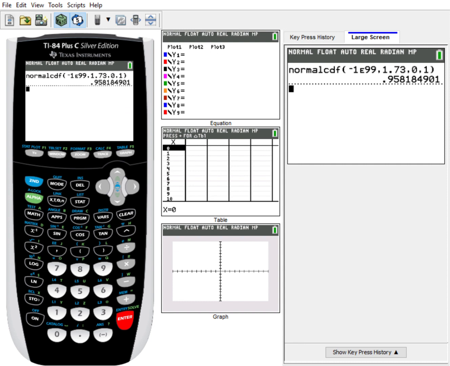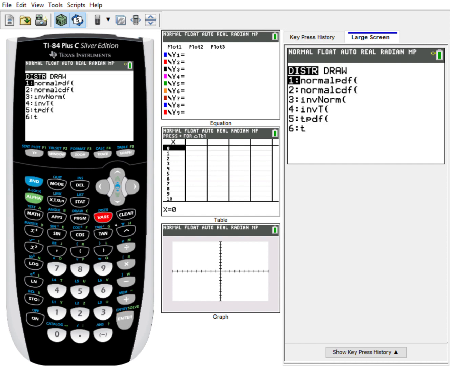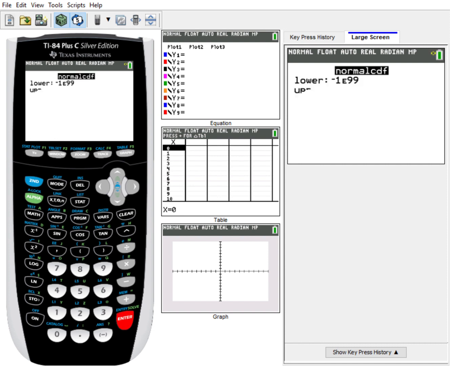You push enter, and there is your 0.9582, just like the answer that's in the book. Now, in 6-2, we want the area to the right. Well, I'm going to go back to my distributions. Normal CDF. Lower bound is negative 1.24.